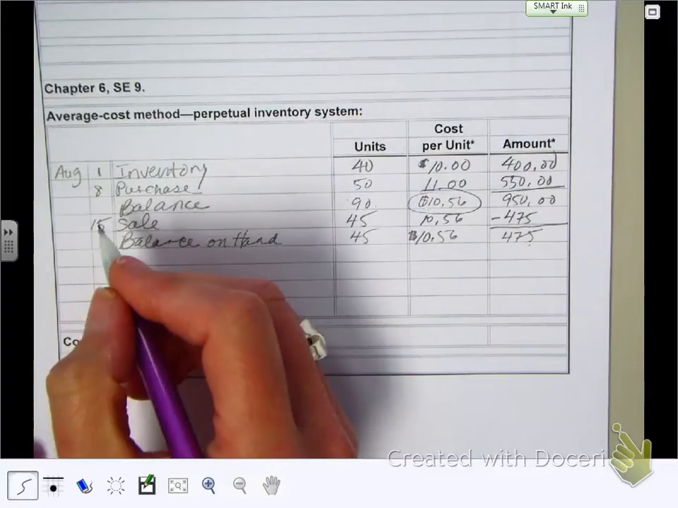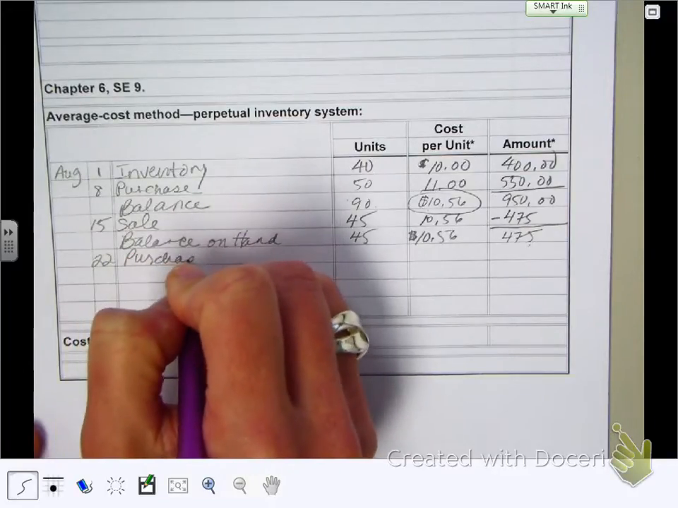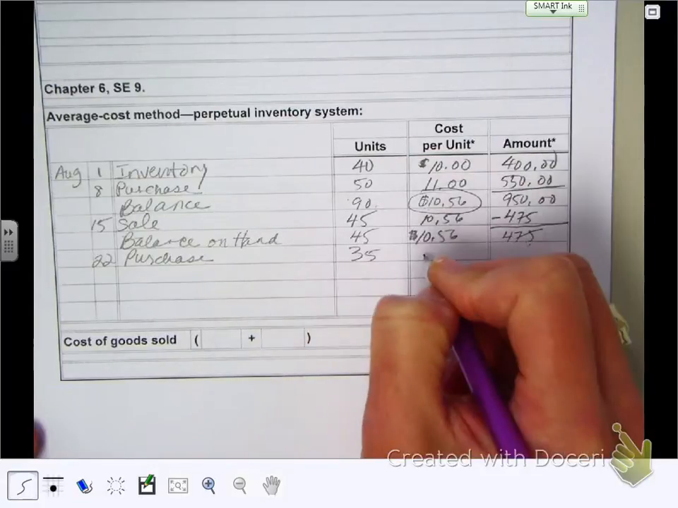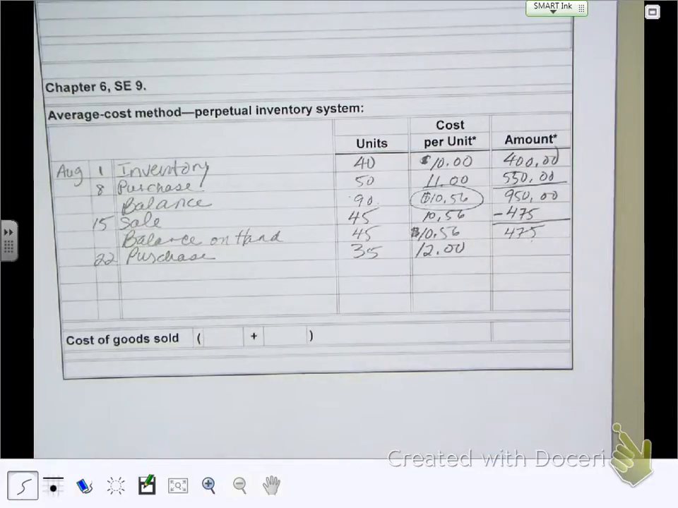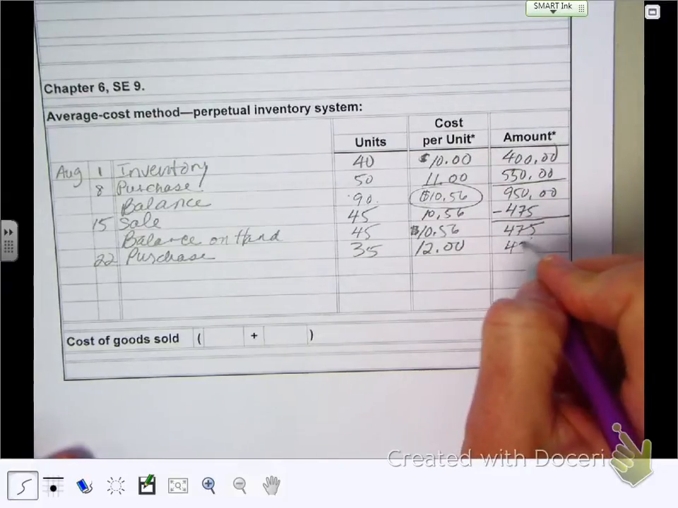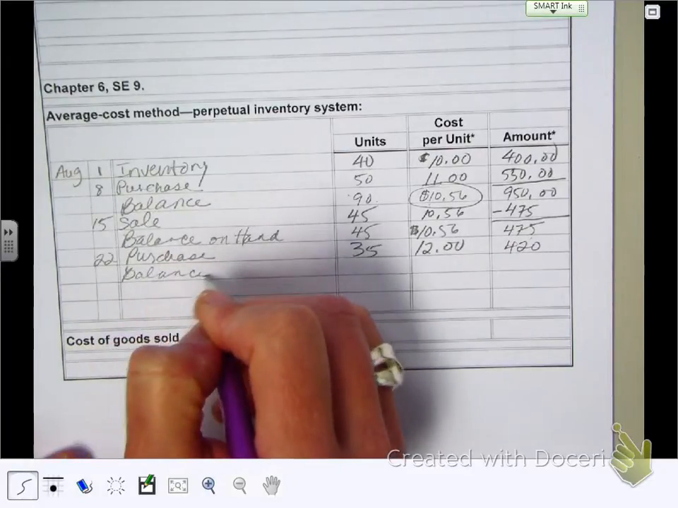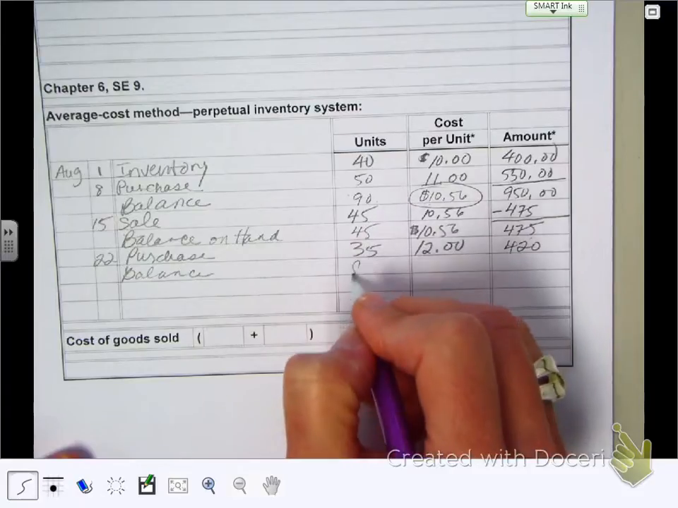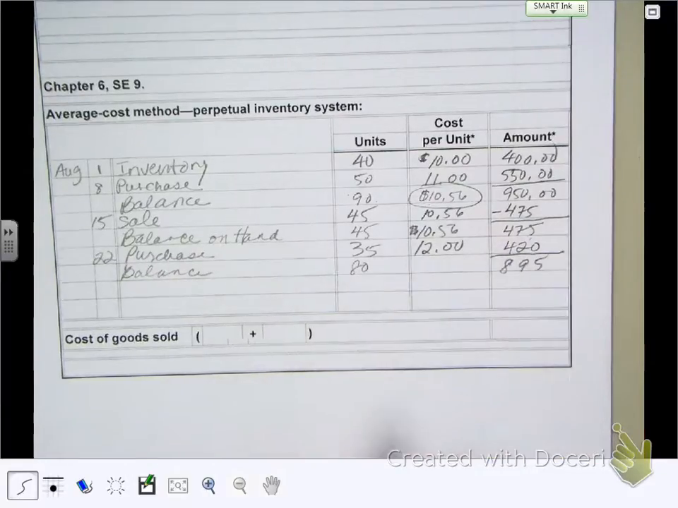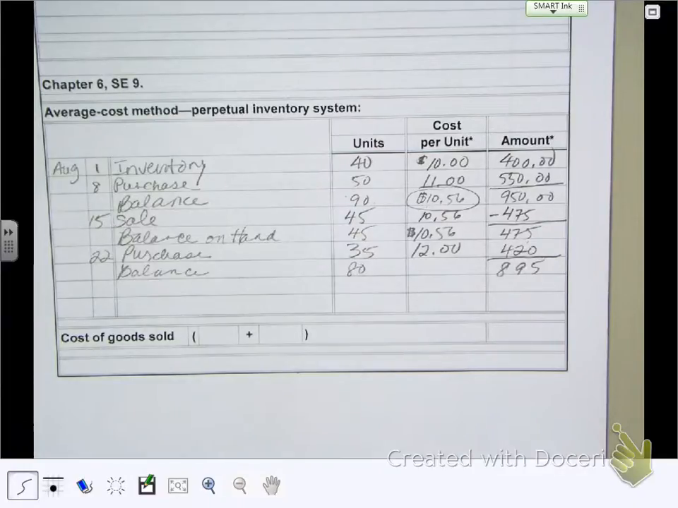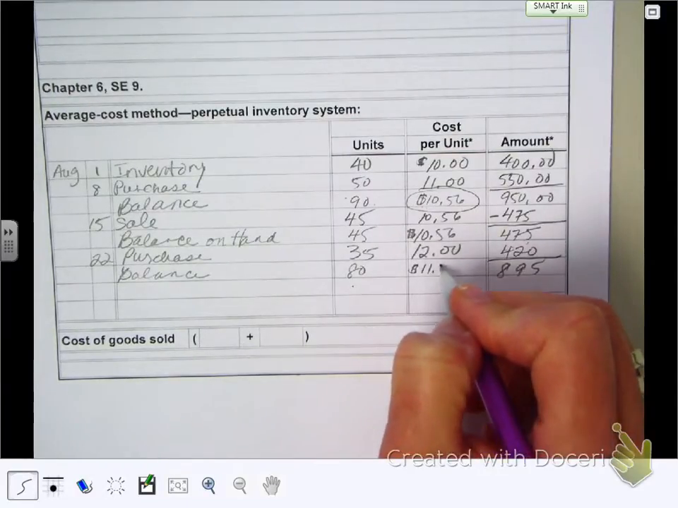Then on the 22nd, we have another purchase. The 22nd purchase was for 35 units at $12 per unit, for $420. We get a new balance. It's going to be 80 units. Now we're going to do $895 divided by the 80 units. It's going to give us $11.19 per unit.